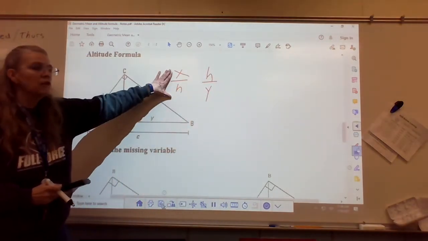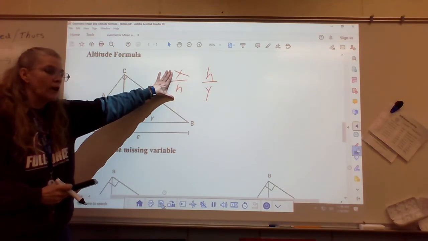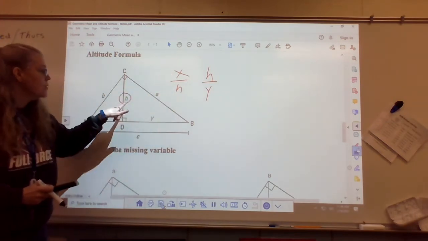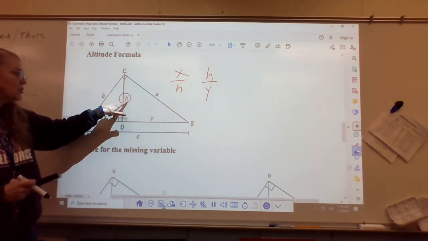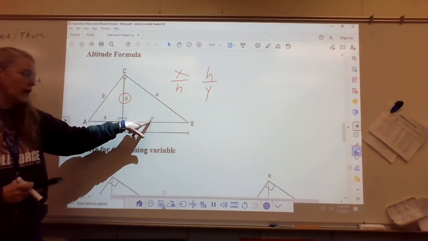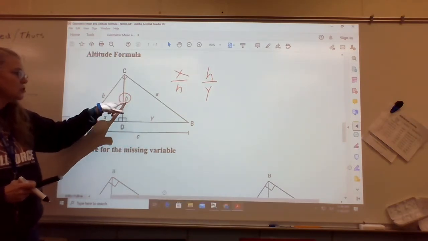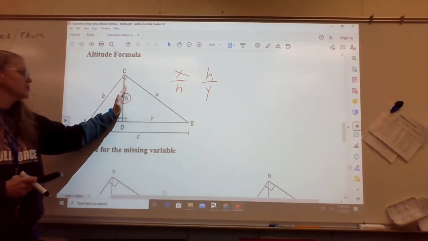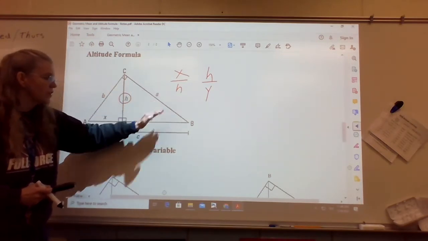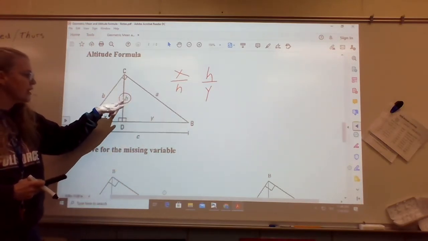So this looks really familiar to what we did just a little bit ago, finding the geometric mean. Because H is the geometric mean between X and Y, because H gets used for both triangles. It gets used for this side, gets used for this side. So X over H, H over Y.